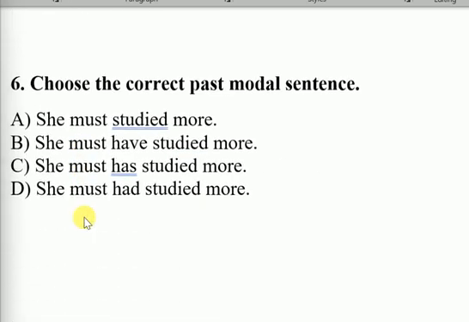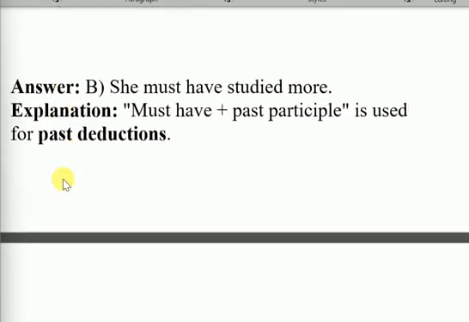6. Choose the correct past modal sentence. A. She must studied more. B. She must have studied more. Answer. B. She must have studied more. Explanation. Must have plus past participle is used for past deductions.